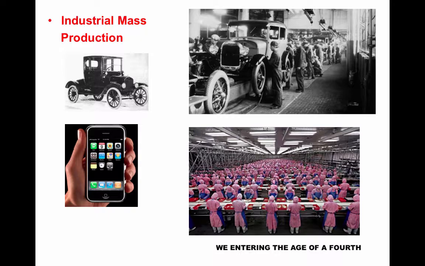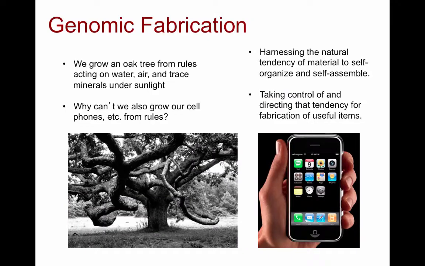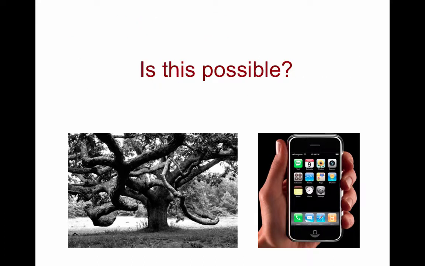So if we look at how our smartphones are made, they're made essentially the same way Ford made the automobiles on the assembly line. But if you want to make an oak tree, you would not put a pole in the ground, nail sticks to it, and glue leaves to the sticks. You would plant an acorn and let the oak tree make itself. Why aren't we making our cell phones that way? And let's talk about how that could be coming about.